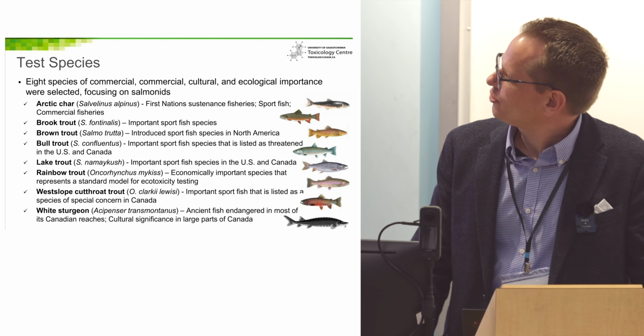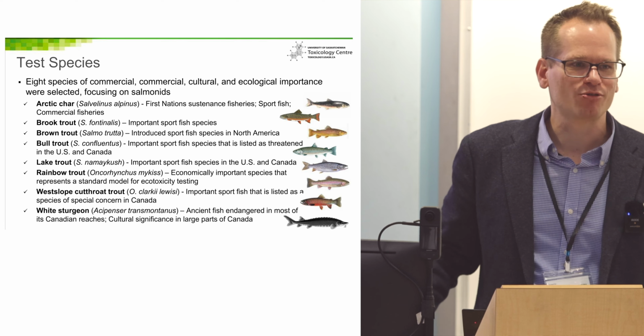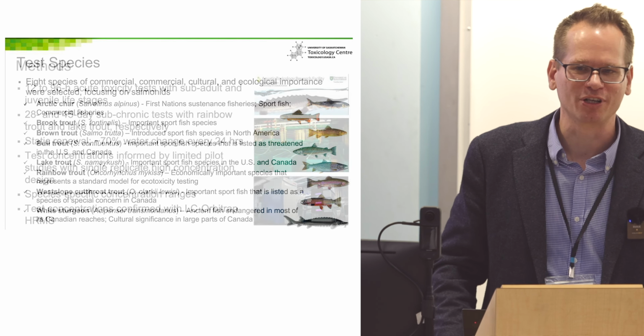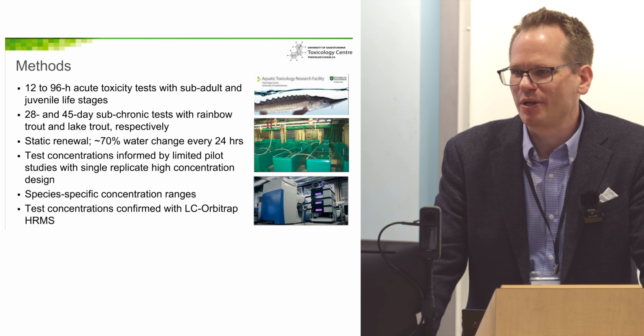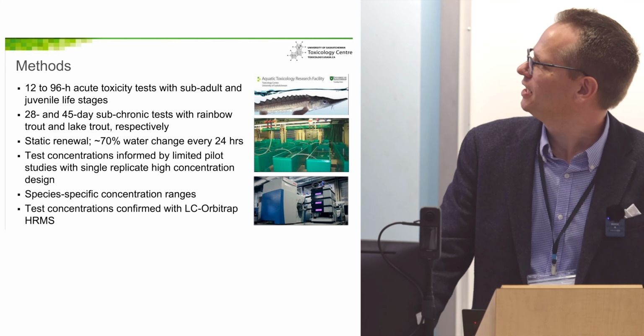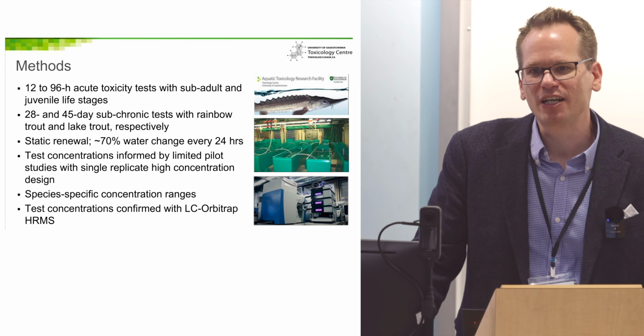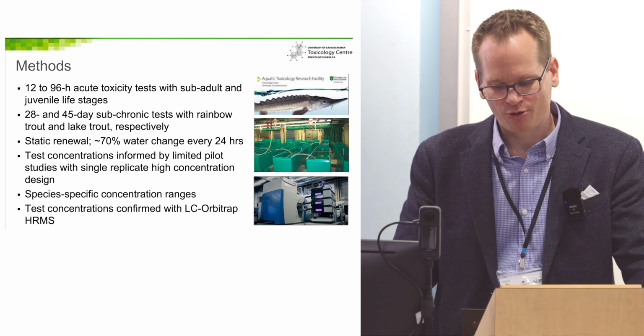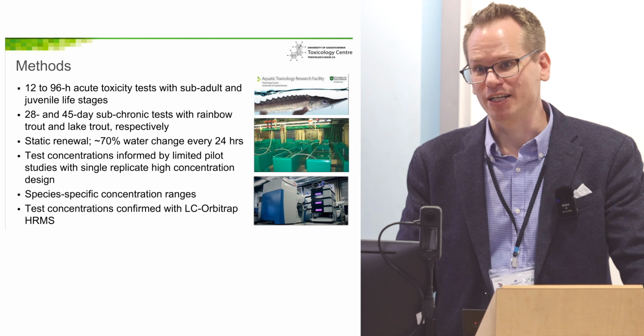We then also included brown trout and bull trout into this, west slope cutthroat trout. So the list of species really grew quite big in collaboration with a number of different labs. So just to give you a little bit of an overview of our methods, we basically exposed those fish for 12 to 96 hours, depending on their sensitivity, as subadults or juveniles. So this was basically with the older life stages that we looked at before they turned sexually mature. But then we also did experiments with early life stages, starting from hatch all the way to swim up. And that was 28 days for rainbow trout and 45 days with lake trout. So quite a bit of work.